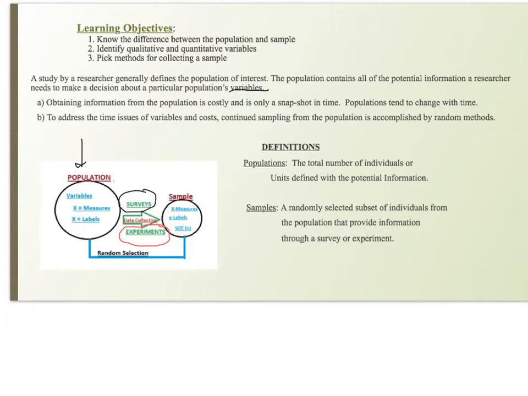Now, there are what we call data collection methods, which we are going to talk about in the next slide, on how we choose individuals from the population to the sample. Once we have the surveys completed, that information goes into the sample. And again, we have two possible variables that we're collecting from the surveys or from the experiments. One are measurement variables, and the other are labels.